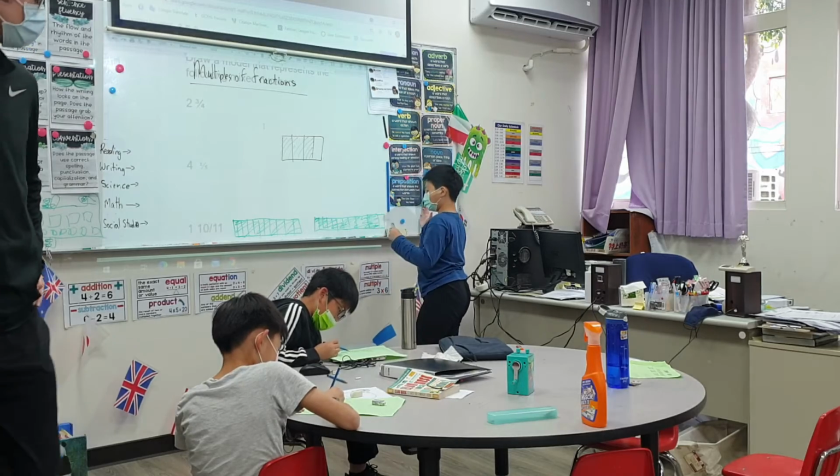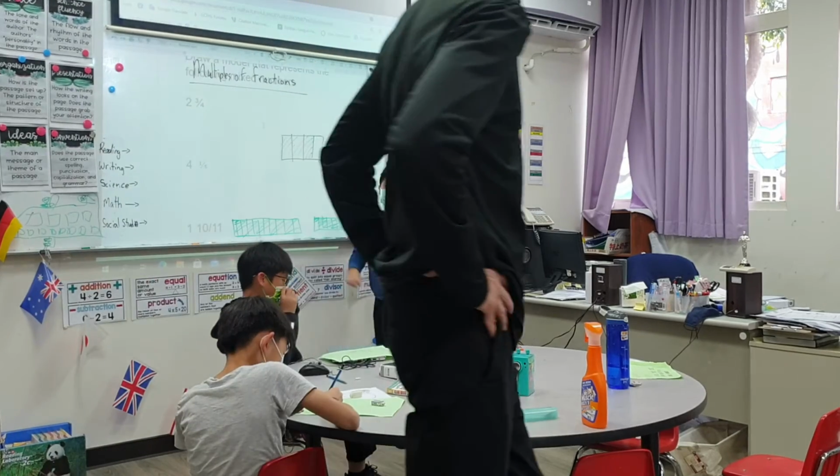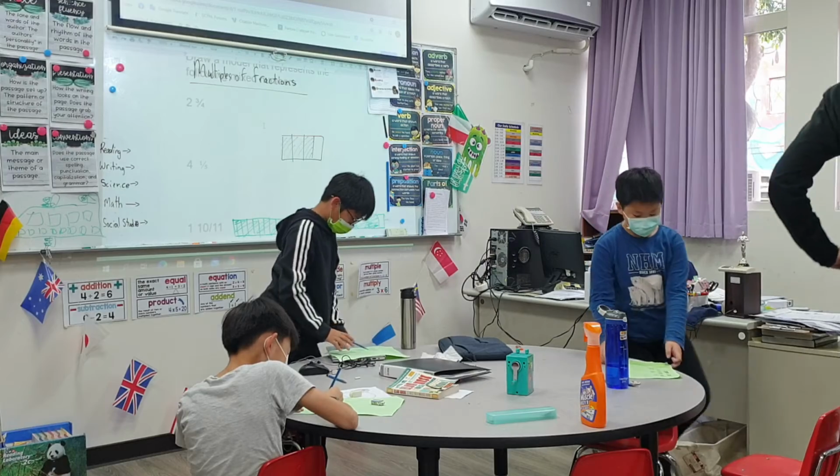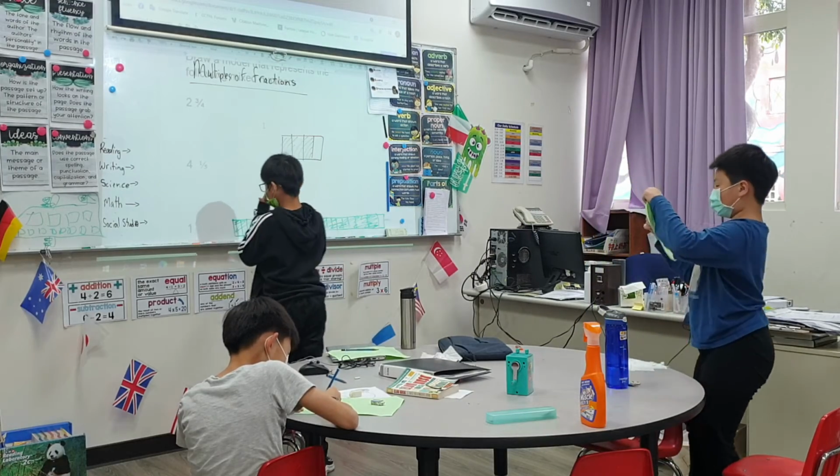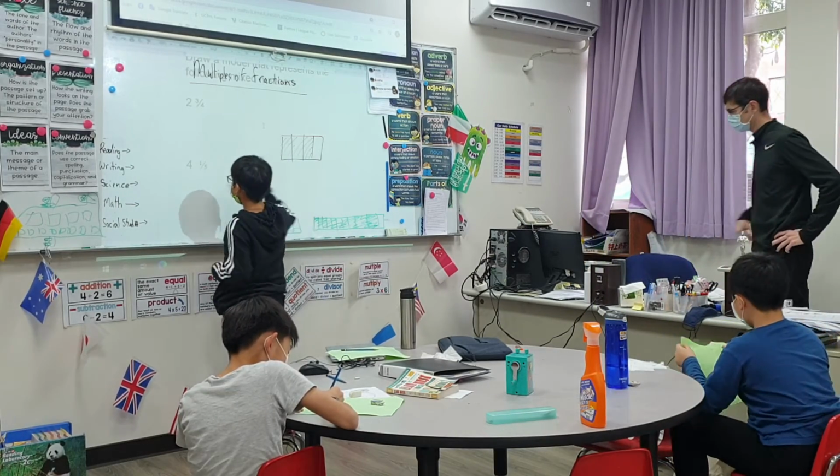There you go. Okay, Ethan, can you go do 4 and 1/5, please? Henry, you'll do 3 and 1/5. 2 and 3 quarters.